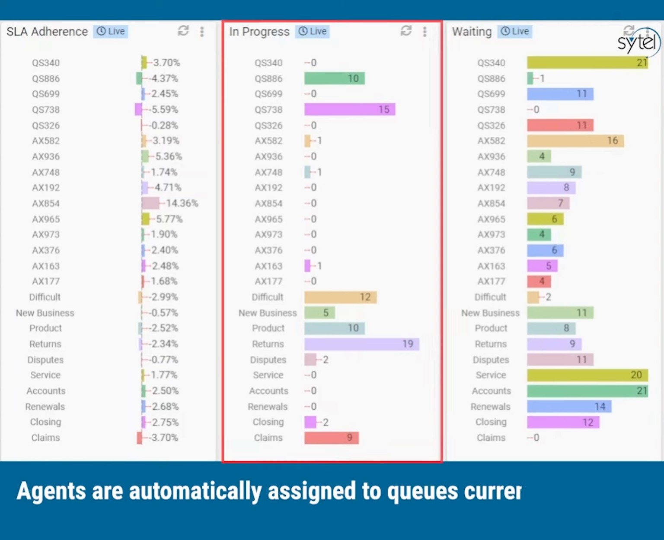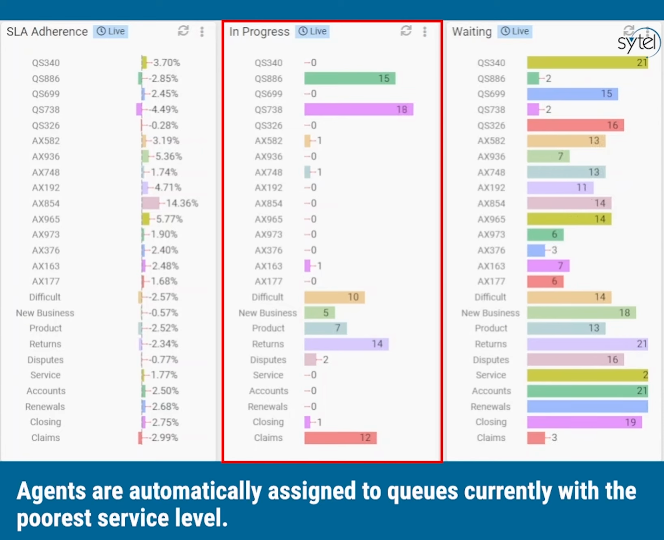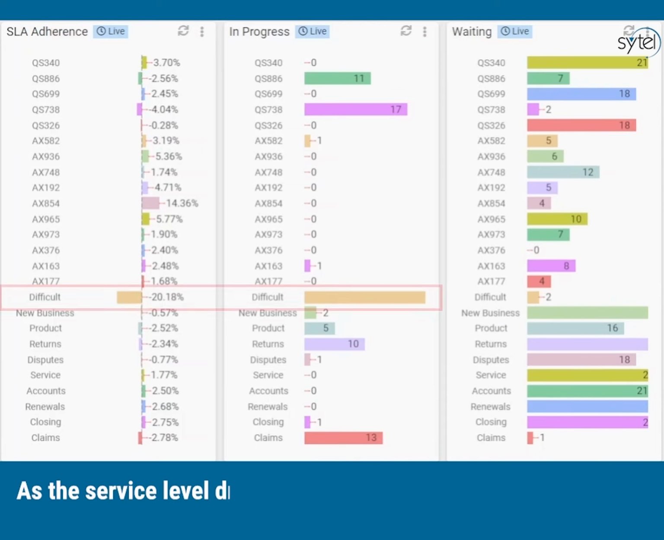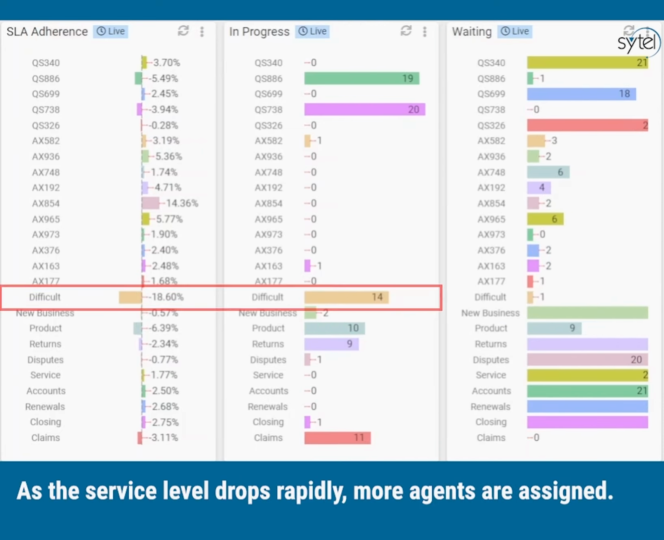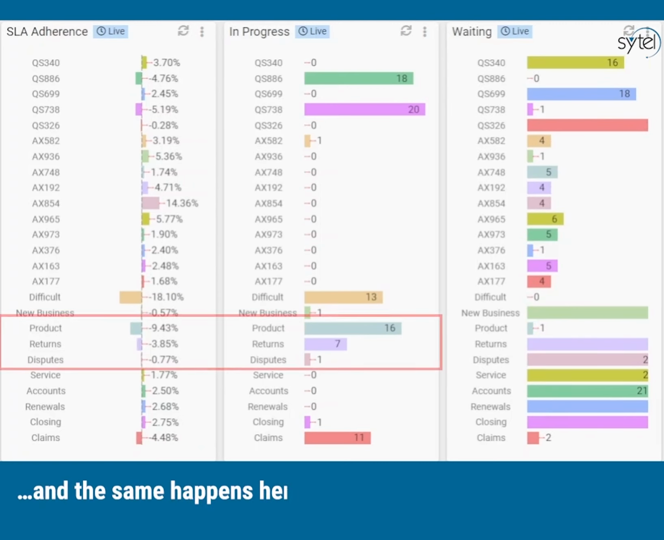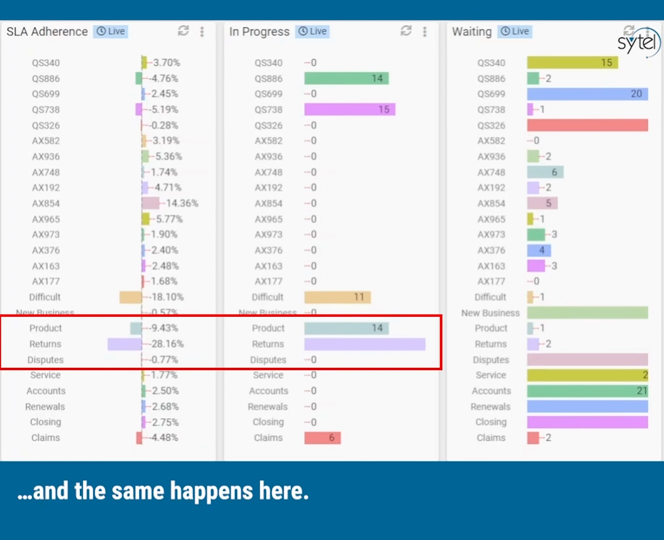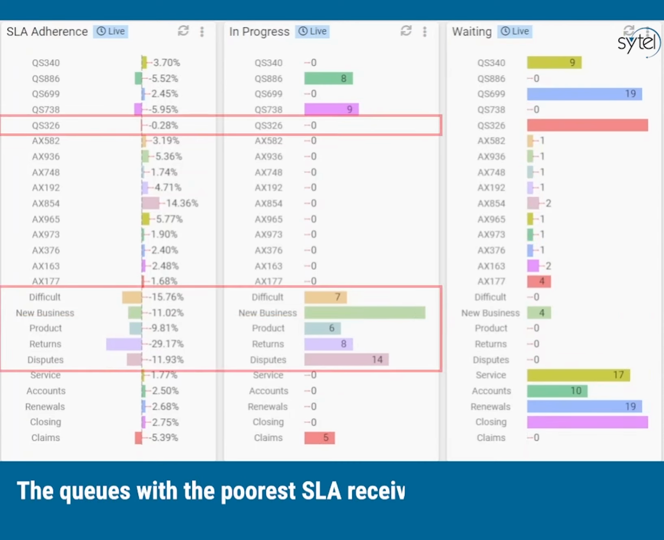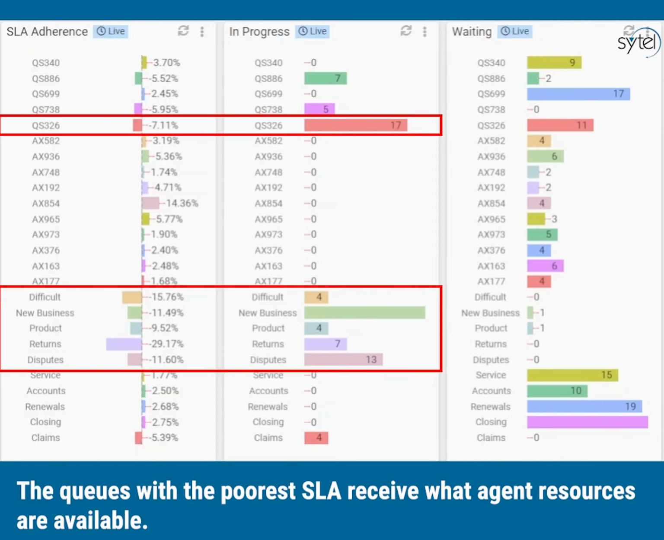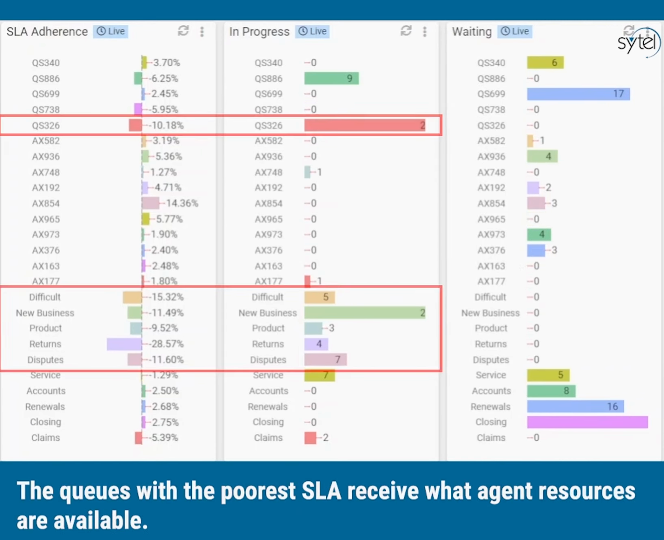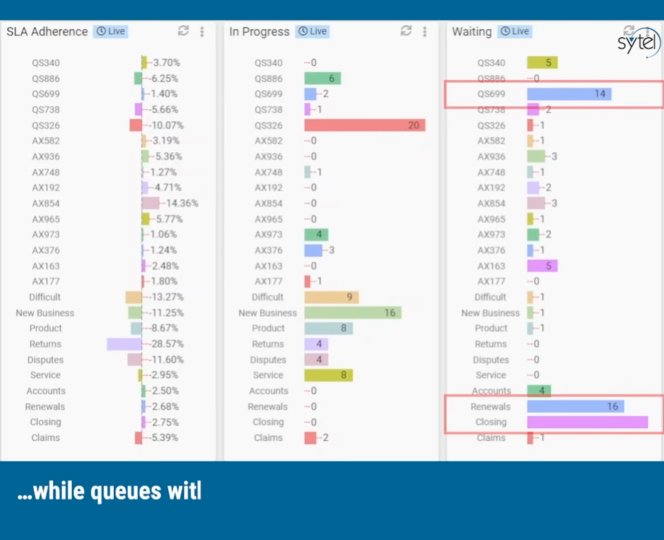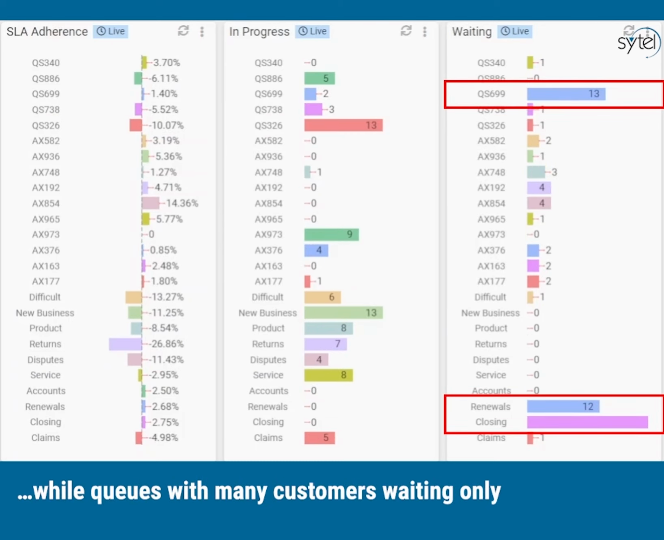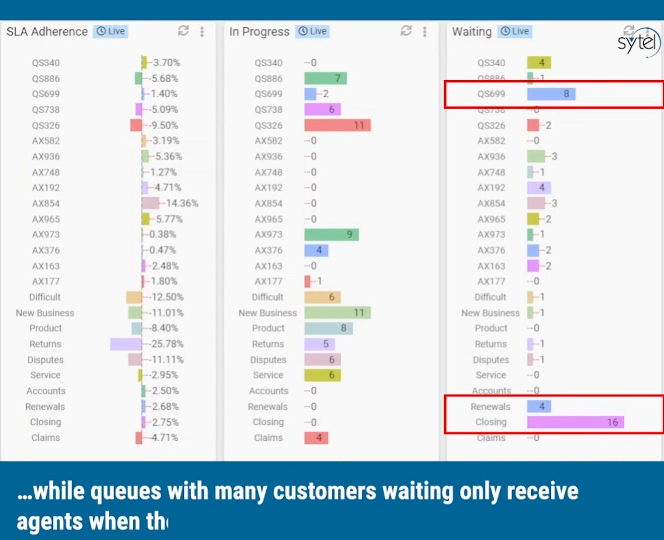Agents are automatically assigned to queues currently with the poorest service level. As the service level drops rapidly, more agents are assigned, and the same happens here. The queues with the poorest SLA receive what agent resources are available, while queues with many customers waiting only receive agents when those with poorer SLAs are improved.